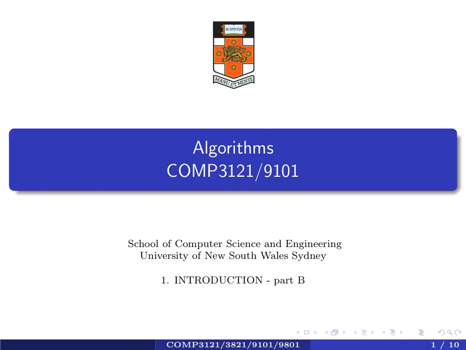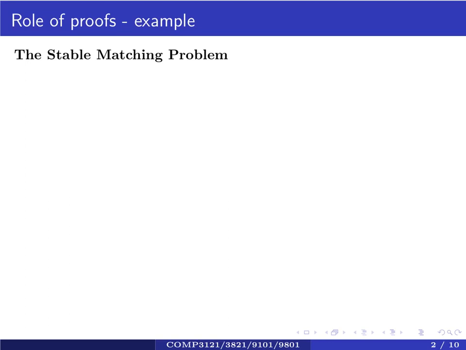Okay, continuing with our introduction. We want to give an example of an algorithm that in fact requires a bit of mathematics, both to prove that it terminates in a reasonable number of steps and that it produces the desired solution. And this is the famous stable matching problem.